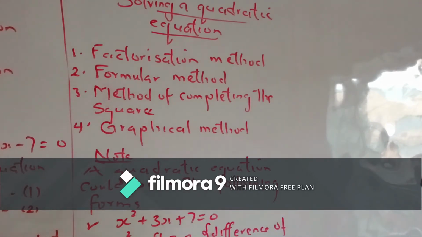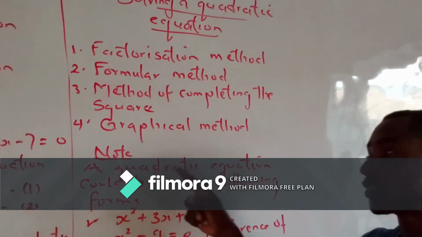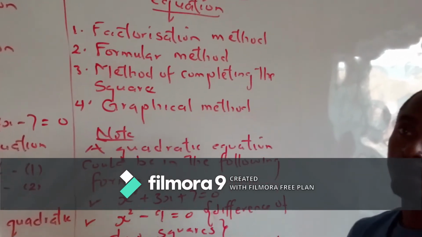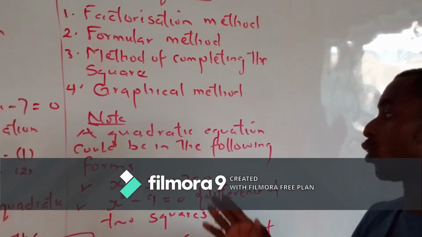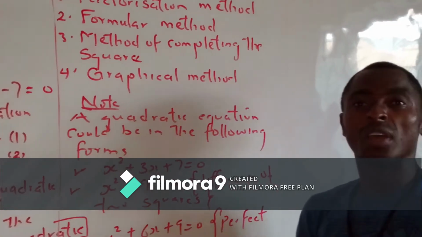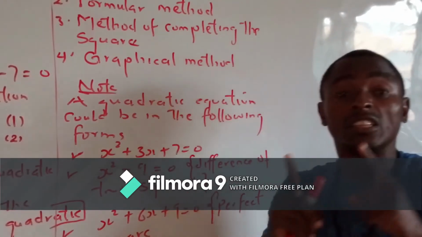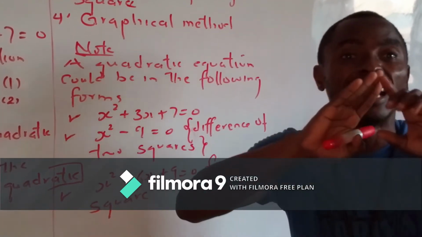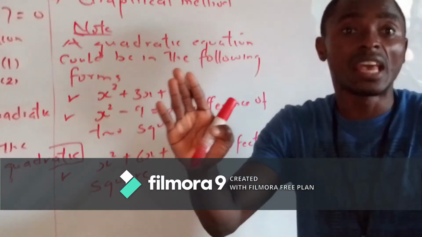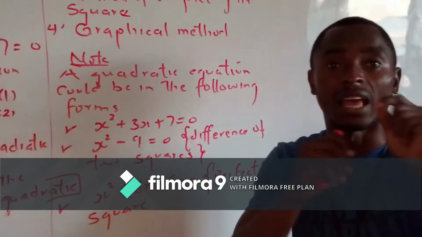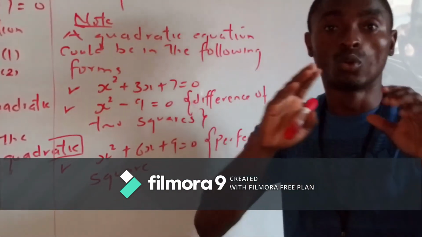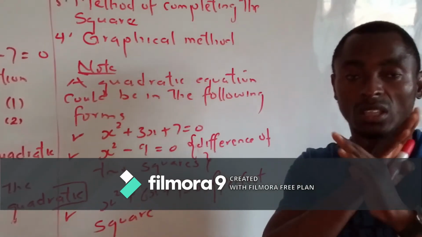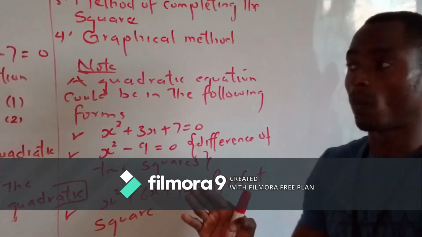Please note, a quadratic equation could be in the following forms. Now, it could be in this form whereby the roots of the quadratic equation are different, say x is 1 and x is 3. The roots of the quadratic equation are different or unequal.